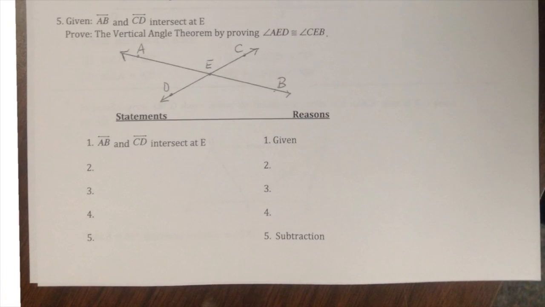And I think there's just one more proof left. So this is one from September. Prove the vertical angle theorem by proving that angle AED is equal to CEB. So I want to prove that AED is equal to CEB.